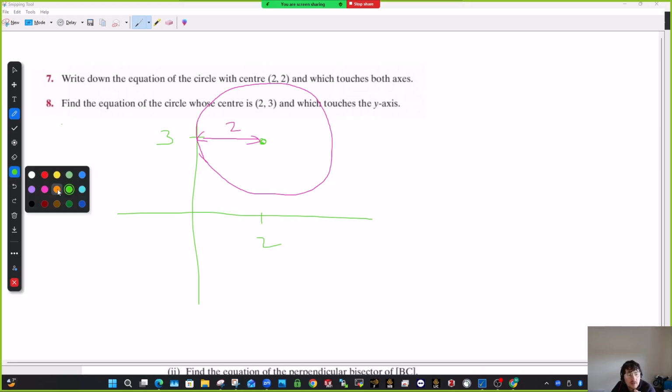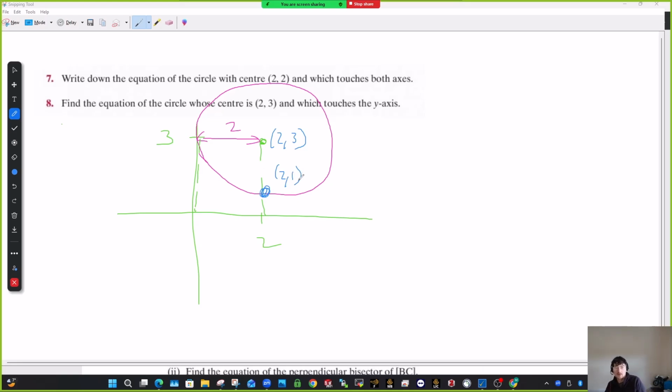It's going to be the distance from the x-axis out, as you can see there. So if you're asked for the lowest point here, what would that point be? Well, it would be 2, comma 1, because if this here is 2, comma 3, the radius was 2, and you drop down by 2 to there. But anyway, we're not looking for that point. So the radius was 2, and the center was this. So then it's x minus 2 squared plus y minus 3 squared equals 4.